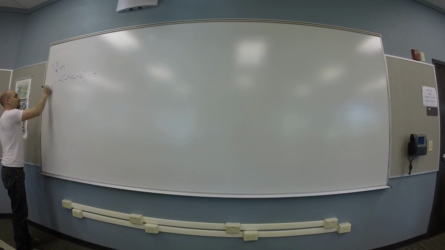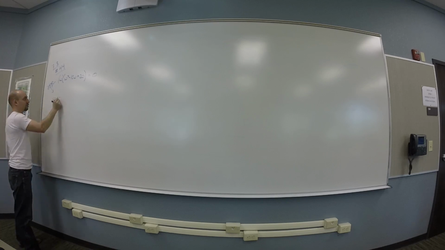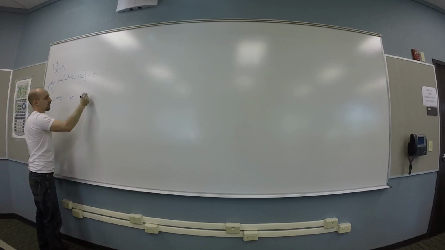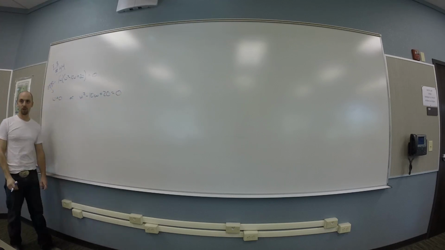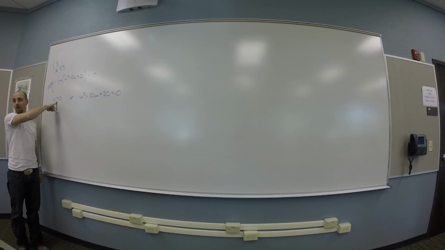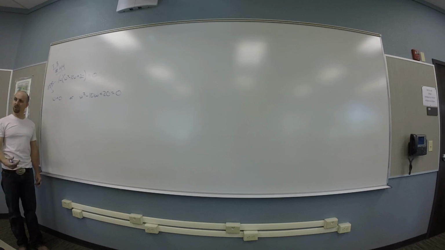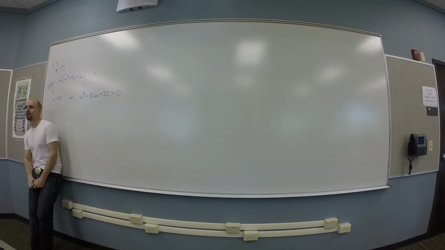So the zero product rule would say what? W equals 0, or W squared minus 10W plus 20 equals 0. Are you cool with this? This one's done already, right? That's going to be part of my answer. This one, I've got a bit more trouble. What do I do with this one? How do I solve W squared minus 10W plus 20 equals 0?